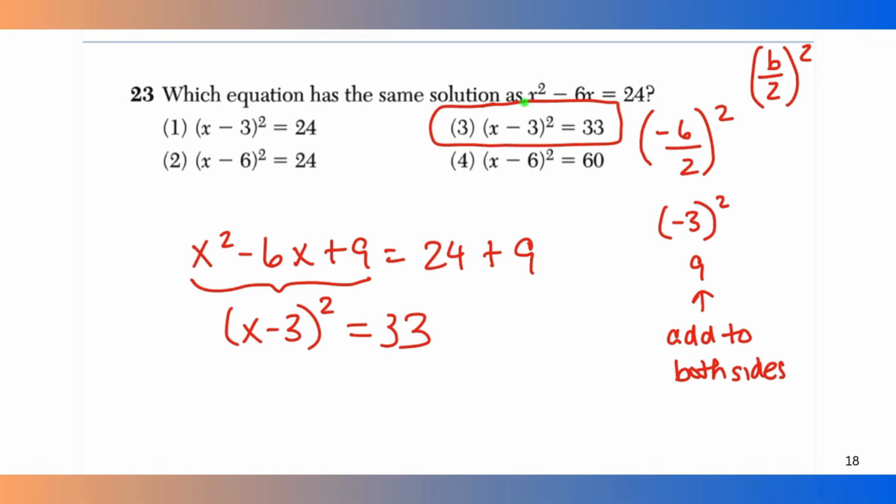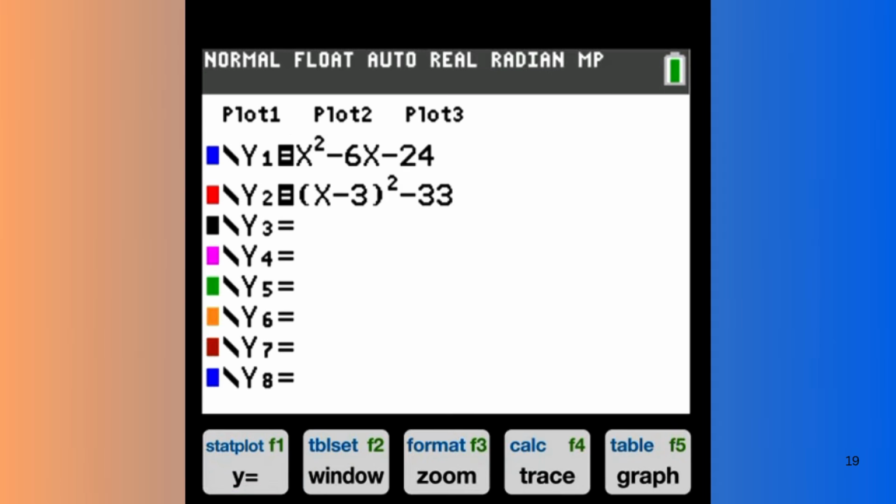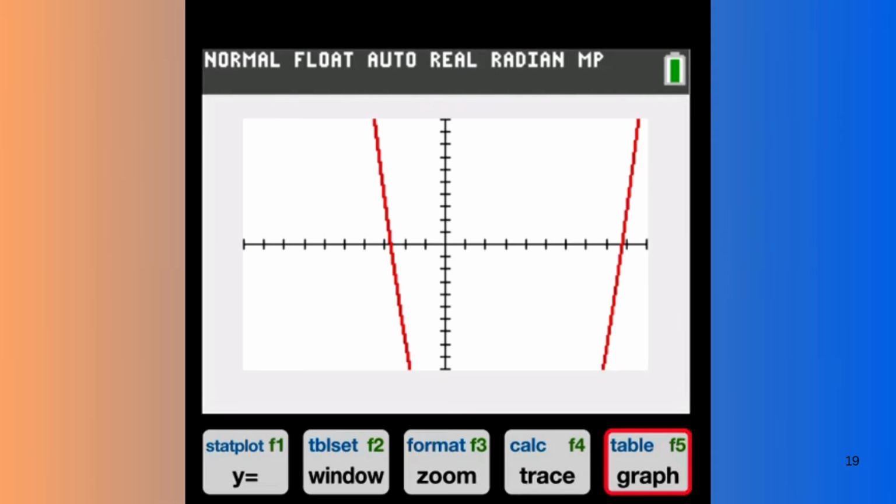So for the first equation, I'm going to subtract 24 on both sides. And for my answer choice, I'm going to subtract 33 on both sides. So let's see what that looks like. That gives me these two equations. So I get x squared minus 6x minus 24, and then (x minus 3) squared minus 33. So let's graph these and see what happens to the blue and red parabola.